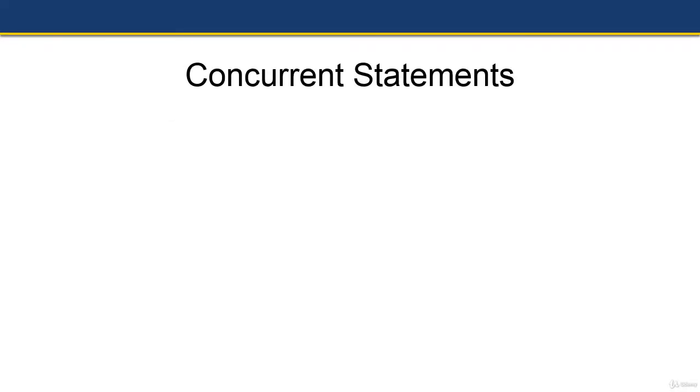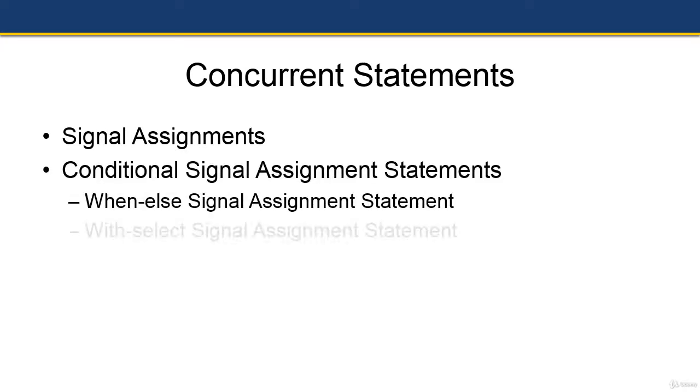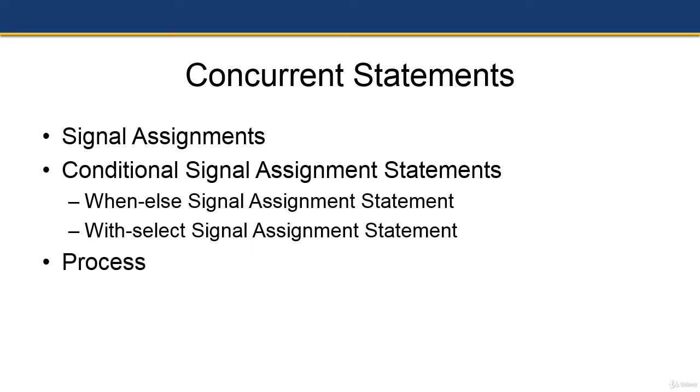The concurrent statements we're going to look at today are signal assignments, conditional signal assignments like when else and with select, and also we're going to look at the process briefly here. Now, there are also other types of concurrent statements such as block statement, concurrent procedure call, concurrent assertion, component instantiations, and the generate statement, but we're going to cover those quite a bit later.